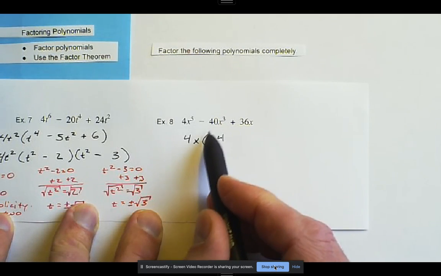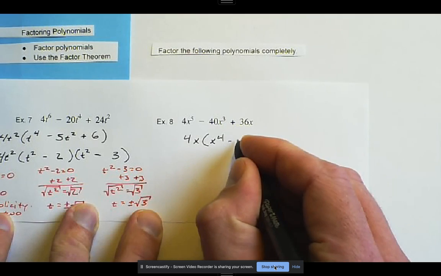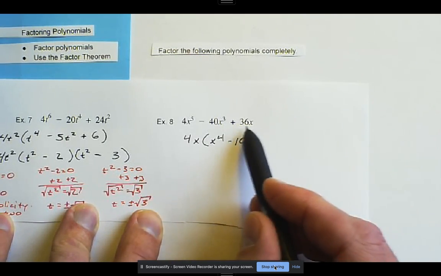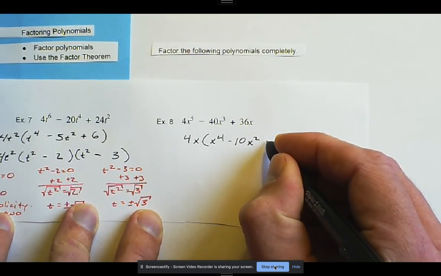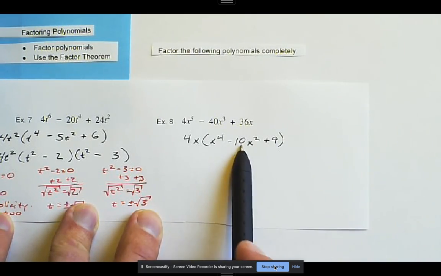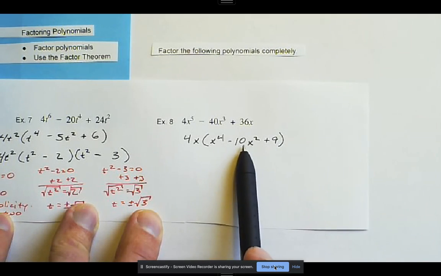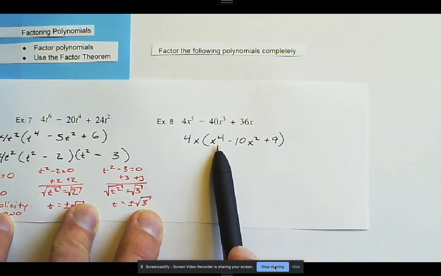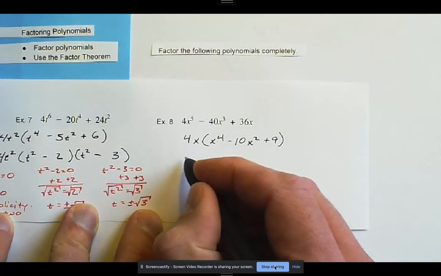4x cubed divided by 4x leaves us with a negative 10x squared, and 36x divided by 4x equals 9. Now we're still in the quadratic form because we have 3 terms. Last term's a constant, and the degree of our middle term is half that of our lead. So we can still factor this the same way that we would a quadratic.